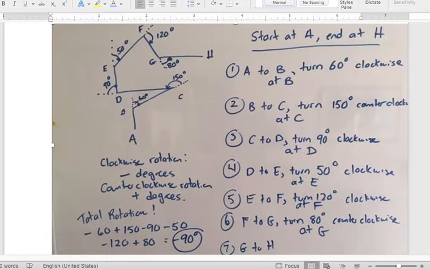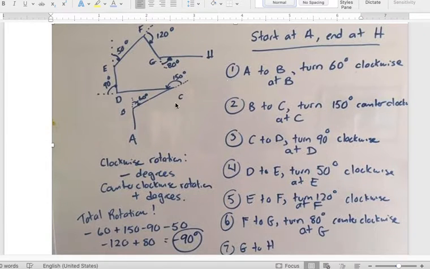I'm going to go over a problem that has to do with a person that's walking and turning and going certain degrees of rotation, and we're going to try to figure out where this person is going to end up. So this person is starting at point A and ending at point H, which is over here. So they give us a procedure.